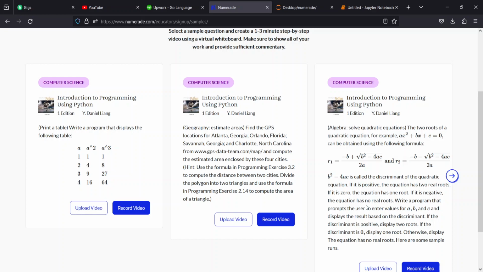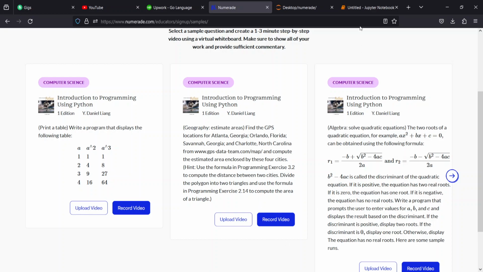Write a program that prompts the user to enter values for a, b, and c and display the result based on the discriminant. If the discriminant is positive, display two roots. If the discriminant is 0, display one root. Otherwise, display the equation has no real roots. Here are some samples. Okay, so let's solve this question.